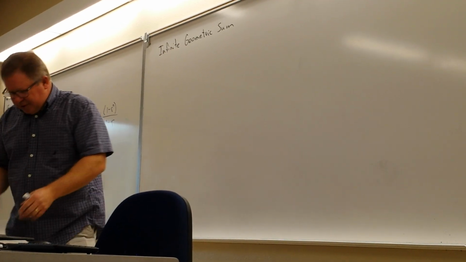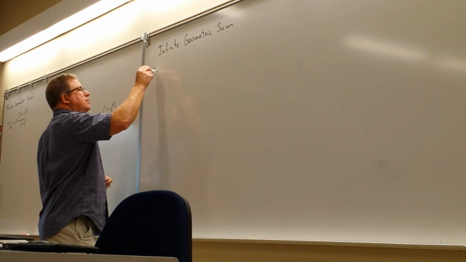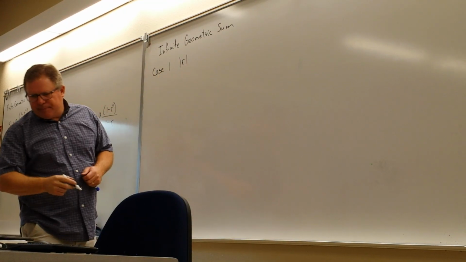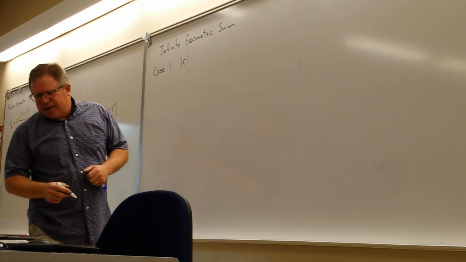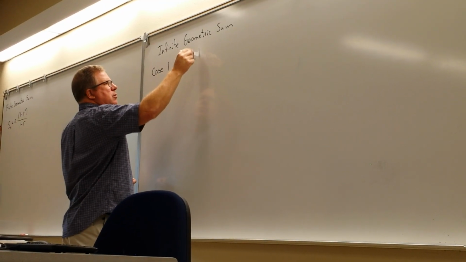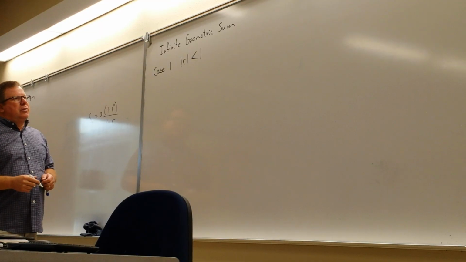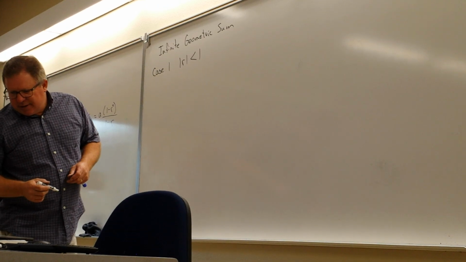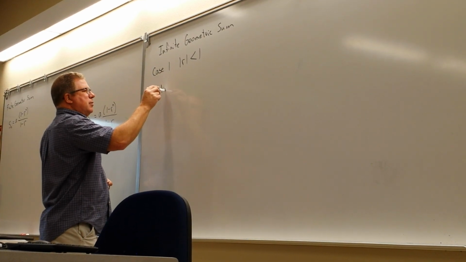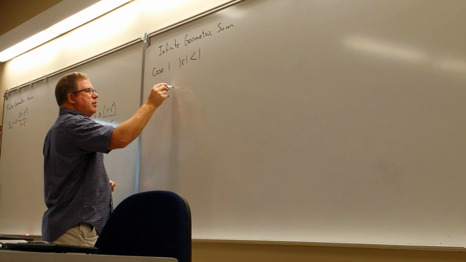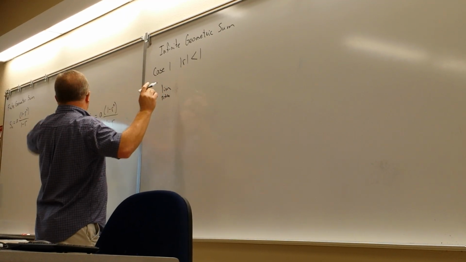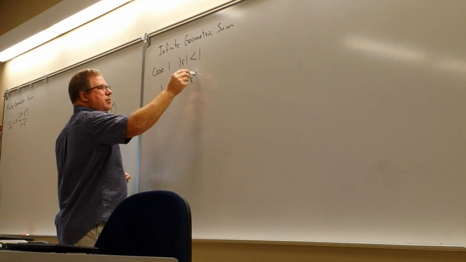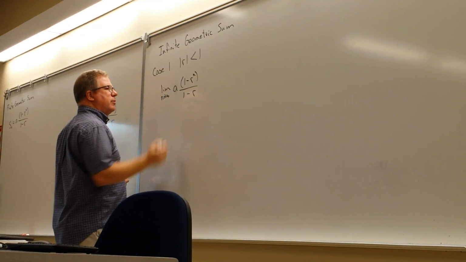The first case we want to consider, case 1, absolute value of R is less than 1. The absolute value of R is less than 1. What is the limit as n goes to infinity, whoops, of our formula? A times 1 minus R to the n over 1 minus R.